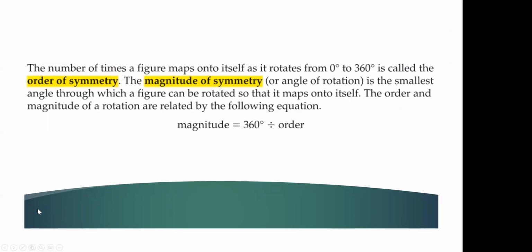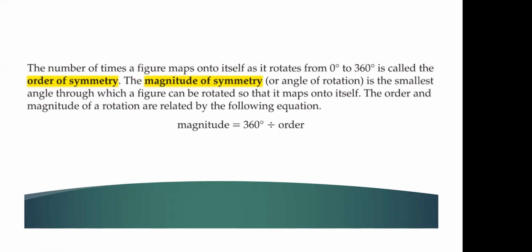And then the next section, or same section, but a little more detail here. The number of times a figure maps onto itself as it rotates from 0 to 360 is called the order of symmetry. And then the magnitude of symmetry, or the angle of rotation, is the smallest angle through which a figure can be rotated so that it maps onto itself. The order and magnitude of a rotation are related by the following equation. So we can take the magnitude, and that's going to be equal to 360 degrees divided by the order.